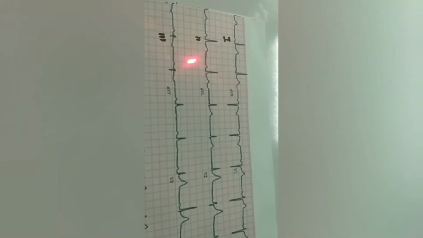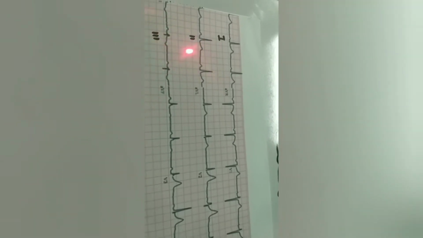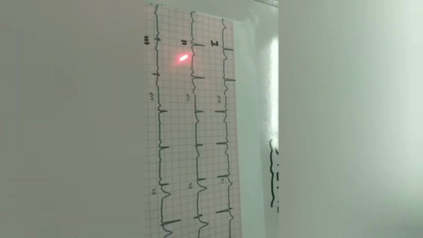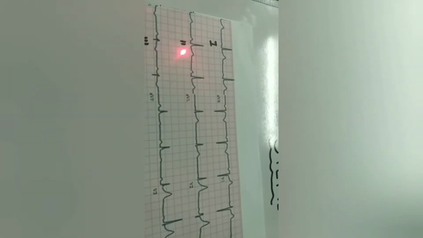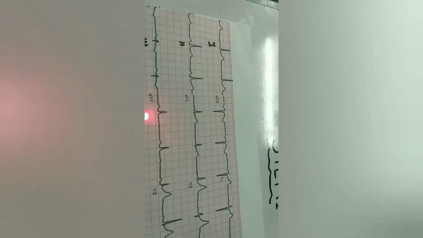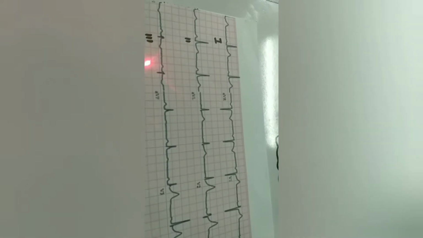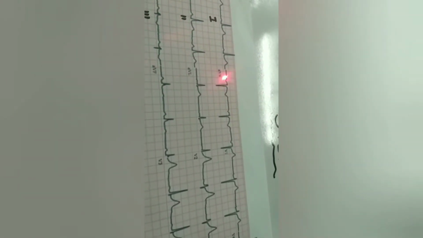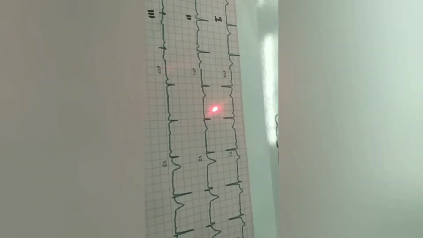If you look at 2, 3 and AVF, there is T-wave inversion only in lead 3, but acute coronary syndrome demands that at least 2 of the contiguous leads should have a change. So there is no T-wave inversion in lead 2 and AVF. Only in lead 3, it doesn't qualify for inferior wall acute coronary syndrome. No ST elevation at least. AVR is always a negative lead, and it has a negative P, negative QRS and negative T wave.